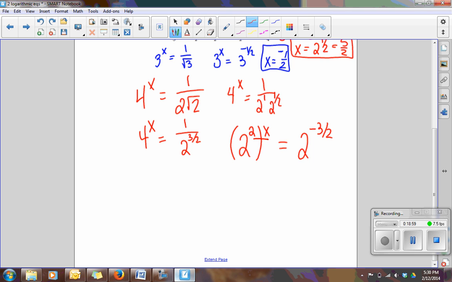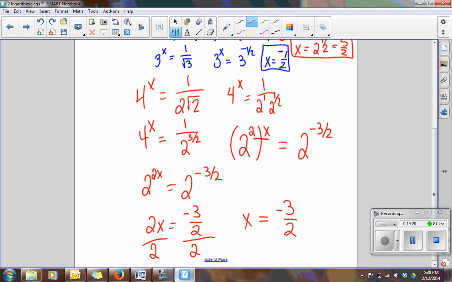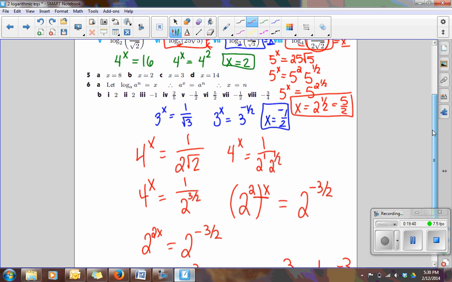Okay, here we're going to multiply our exponents because we have a power to a power, so we have 2 to the 2x equals 2 to the negative 3 over 2. So now we finally have the same base on both sides. We can equate our exponents. So 2x equals negative 3 over 2. Remember, dividing by 2 is the same as multiplying by 1/2, multiplying by the reciprocal of 2. So 2 over 1 goes to 1/2. And we get negative 3 over 4. Okay, that was a tough one.